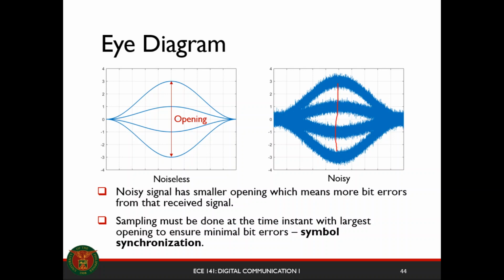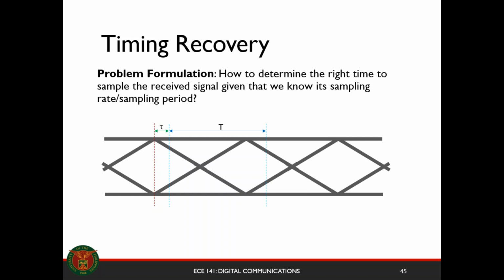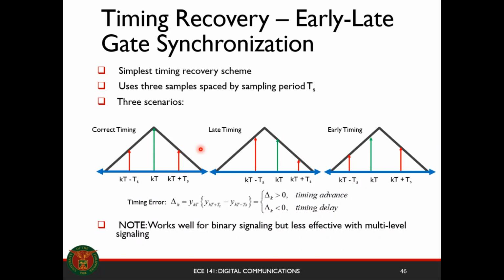The problem is, how do we time that properly? We need to be able to recover the timing so that we know when to sample. There are different algorithms to recover the timing of our symbols. One example is the early-late gate synchronization. Every symbol period, you need 3 samples.